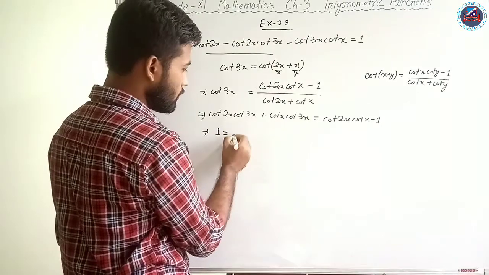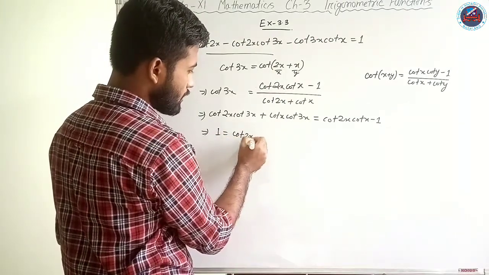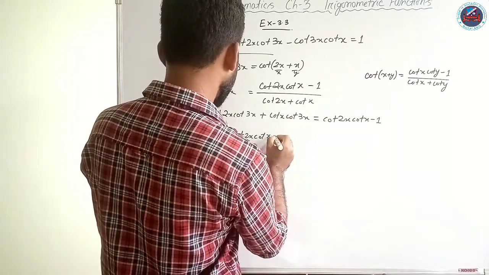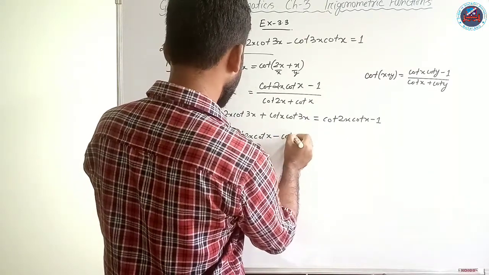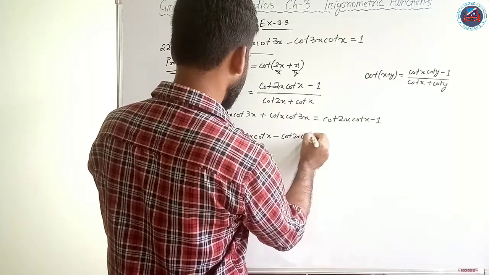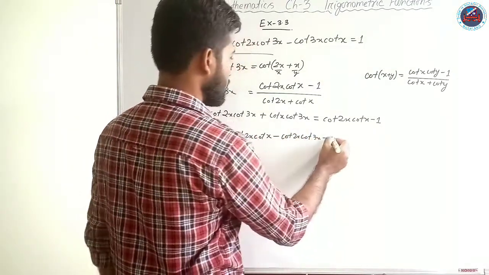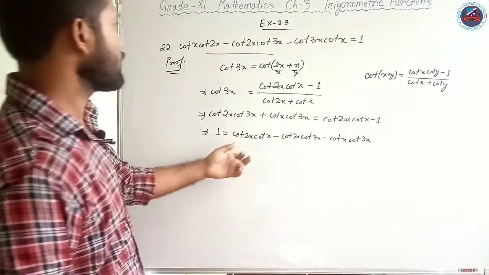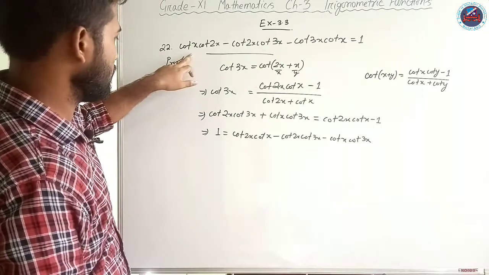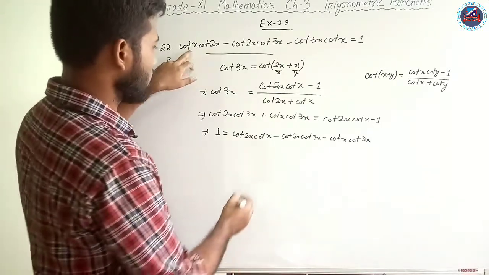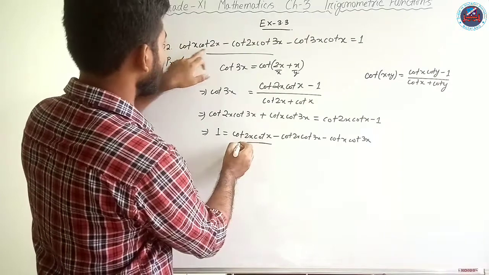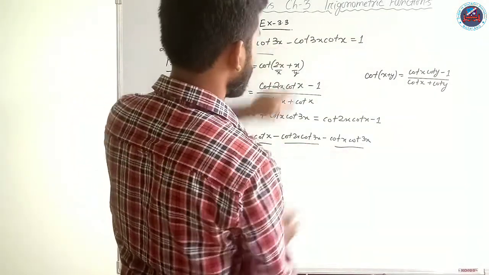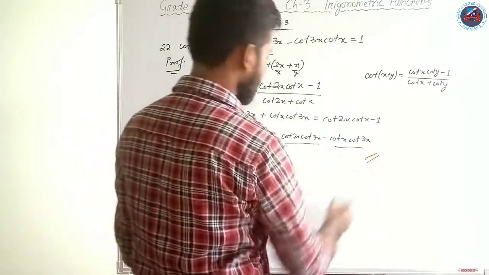So it will be 1 is equal to cot 2x cot x, then take those things to the right hand side. So it will be cot 2x cot 3x minus cot x cot 3x. So isn't it our answer? What is here? 1 is equal to cot x cot 2x, then cot 2x cot 3x, here it is, and cot x cot 3x. So we are done. So it is proved.